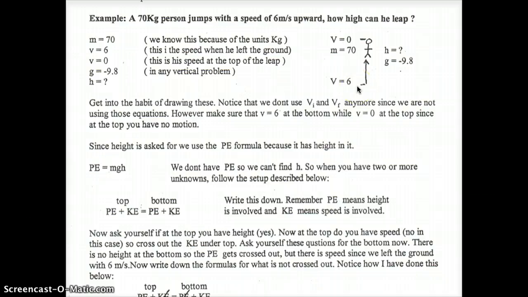Potential energy means height is involved, and kinetic energy means that speed is involved, and you can tell that both are involved because we have speed, 6 meters per second upwards, and we're looking for his height. So this is going to be used every time there's a mention of speed and height.